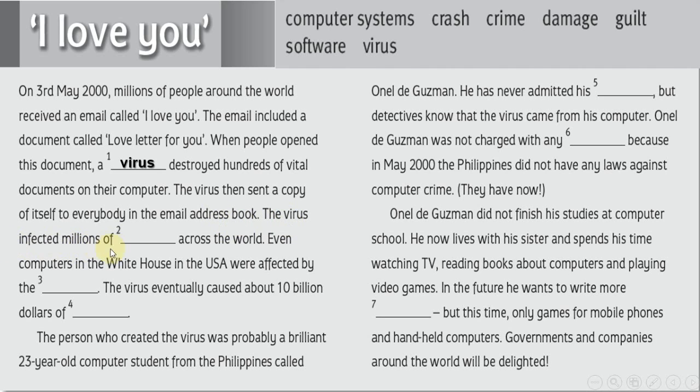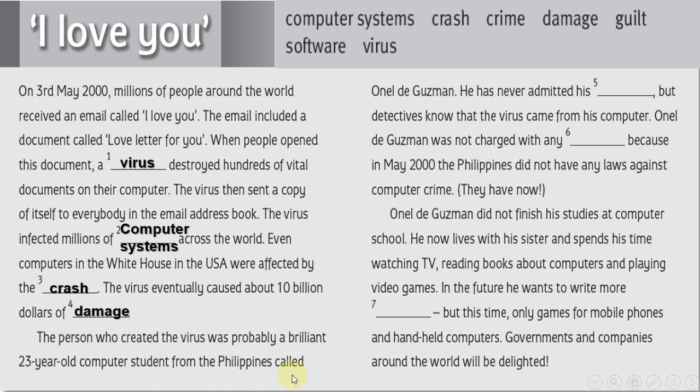The virus infected millions of computer systems across the world. Even computers in the White House in the USA were affected by the crash. حصل هون في حالة تعطل كامل. The virus eventually caused about $10 billion of damage. The person who created the virus probably, لاحظ انه هون probably كان من المحتمل، محدش متأكد طبعا. The person who created the virus was probably a brilliant 23-year-old computer student from the Philippines.